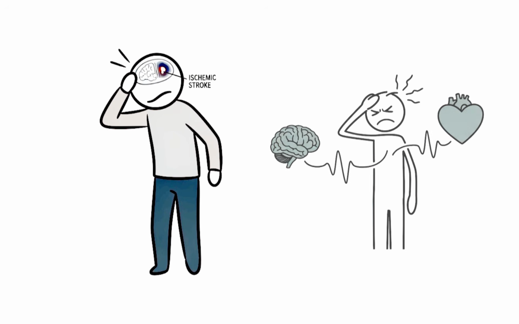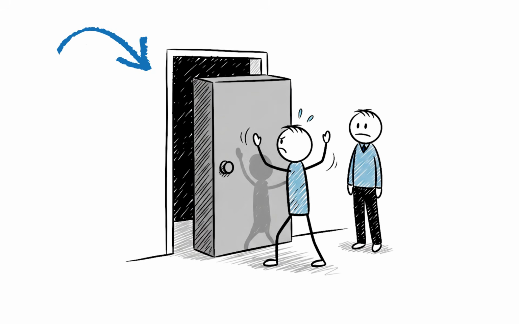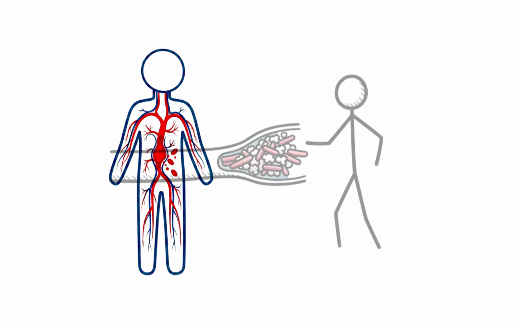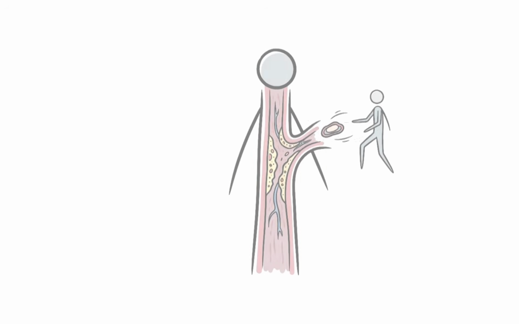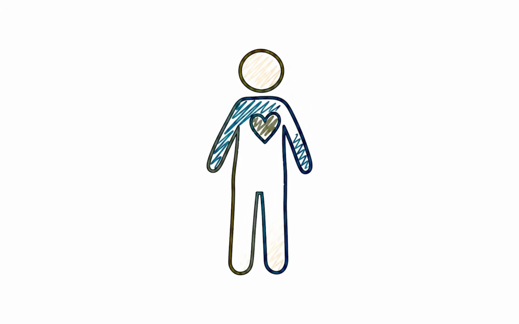Ischemic strokes are the most common and occur when a blood vessel supplying the brain becomes blocked. The blockage is usually caused by a blood clot that forms in an artery narrowed by atherosclerosis or travels from another part of the body, often the heart.